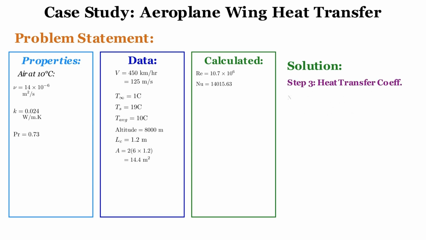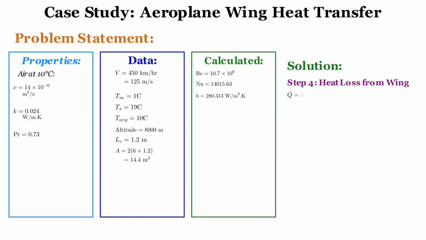Step 3. Finding the heat transfer coefficient, h. Stay with me, we're almost there. From the Nusselt number definition, Nusselt equals h Lc over k. Rearranging, h equals Nusselt times k divided by Lc. Substituting, h equals 14,015.6304 times 0.024 divided by 1.2. We get h equals 280.313 watts per square meter Kelvin. Notice how high this is. Turbulent flow is very effective.